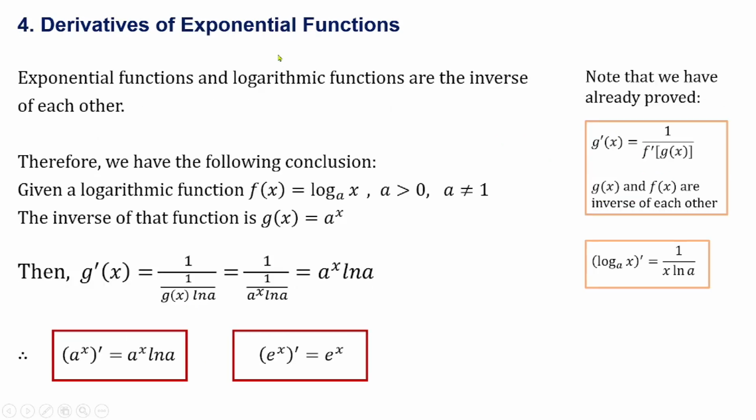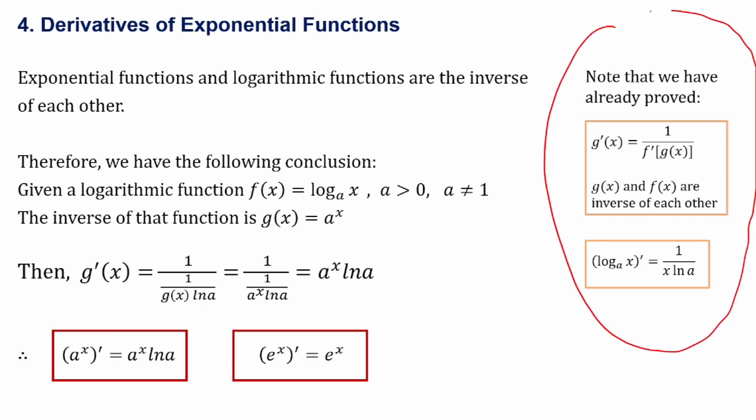Okay, if you finish, let's now have a look at the derivatives of exponential functions. First of all, let's give it a recap of what we have got here. Note that we have already proved that the derivative of g(x) equals 1 over the derivative of f with respect to g(x), right? Note here g(x) and f(x) are inverse of each other.